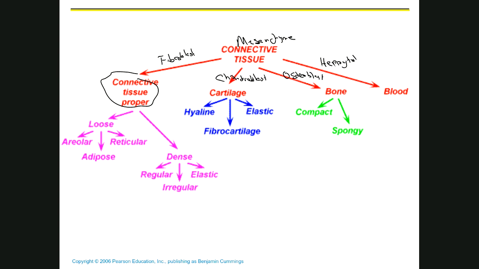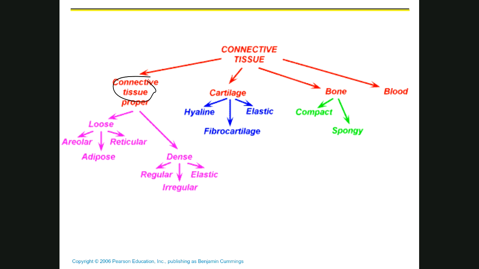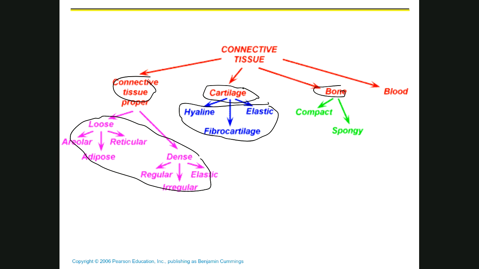And then it's going to turn into these connective tissues. And so here are our connective tissues proper. And there's actually 6 of them. And here are our cartilages. There's 3 of them. And here's the bone. There's 2 of them. And then blood. And there's only 1 blood.